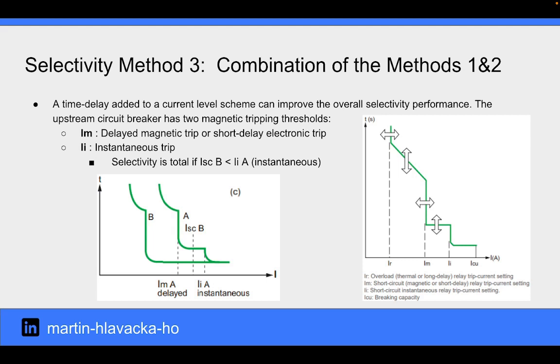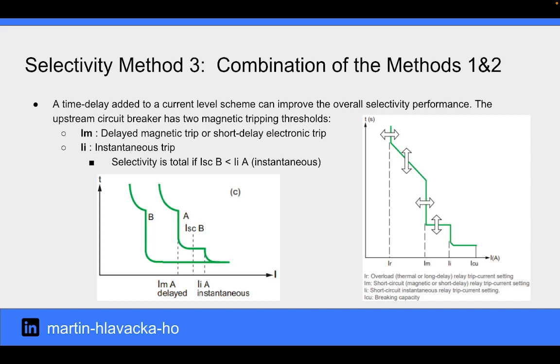Let's look at the third selectivity method, which is based on a combination of the current-based method and time-based method. Delay added to a current level scheme can improve overall selectivity performance. As can be seen from the tripping curve, the upstream circuit breaker has two magnetic tripping thresholds. The first threshold is a delay magnetic trip or short delay electronic trip, and the second threshold is an instantaneous magnetic trip.